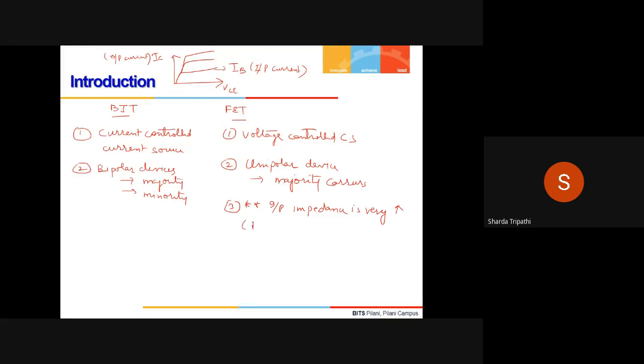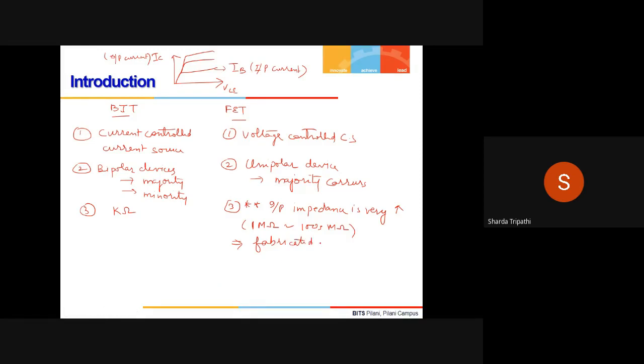That means this is generally on the order of, it starts from 1 mega ohm and it could be on the order of hundreds of mega ohms. Whereas in case of BJT, this is not so high. This is only on the order of kilo ohms. So why do we have this very high input impedance in case of FET? So this is actually attributed to the way how these FETs are fabricated.